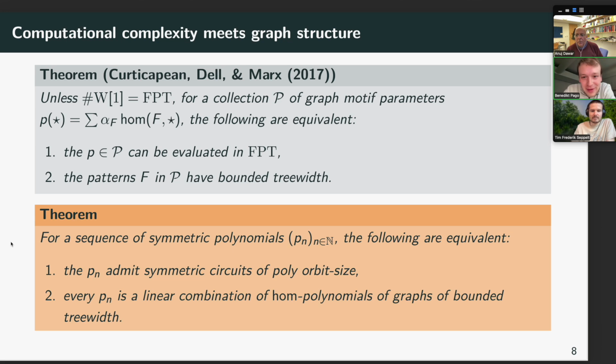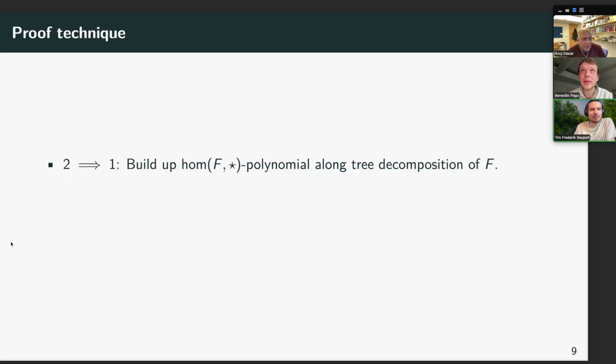One direction of this theorem is essentially standard and pretty much known. So you mean expressing homomorphism polynomials of bounded tree width patterns using small symmetric circuits? Yes. So this can be done by building up the homomorphism count inductively along the tree decomposition of the pattern graph F, which can also be done symmetrically. And I think this is a known trick from the homomorphism counting literature. Yes, this is fairly standard, and as far as I know, this idea appeared first in a paper by Flum and Grohe in 2004.